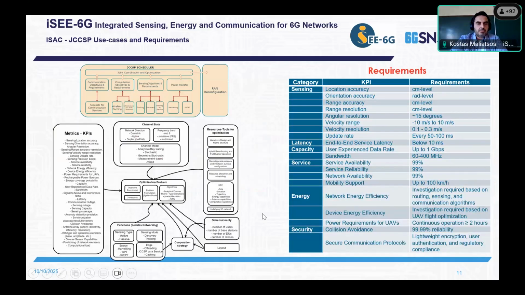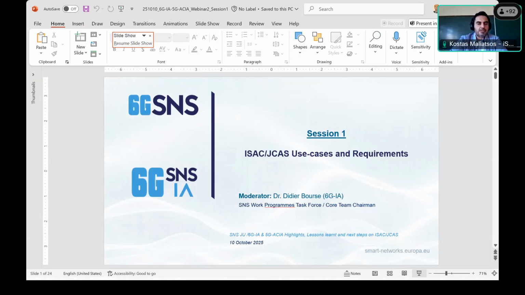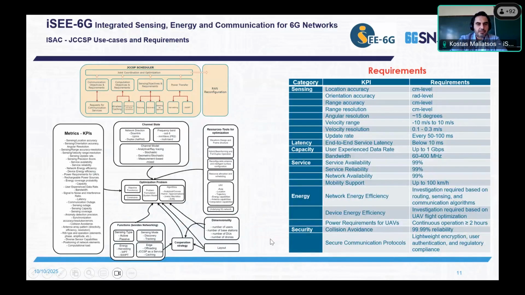At the top here, we see the ISA6G scheduler, which coordinates all functions jointly under a unified controller, performing joint coordination and optimization across the different objectives. In the right table, we quantify the target KPIs for ISA6G use cases across 5 basic categories. We have sensing, location, and performance in terms of orientation, precision, velocity, and range accuracy, then communication metrics, mainly latency, capacity, service availability, and energy and security.